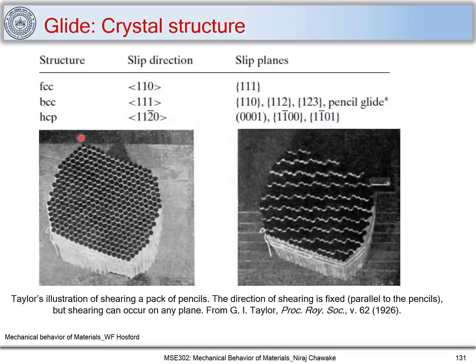Now the slip or glide in BCC can be understood using a simple model of pencils. This is a stack of pencils being sheared along the pencil direction, which is perpendicular to this screen. You can see that the slip direction remains the same, but the slip can occur on any plane. That is why there is a zigzag feature on the slipping of pencils, and this is called pencil glide. In BCC metals you see this pencil glide, which resembles the glide of these pencils. That is why most papers, articles and books refer to glide in BCC as pencil glide.